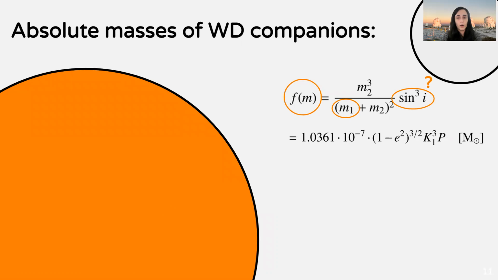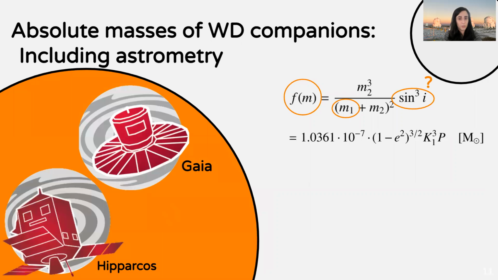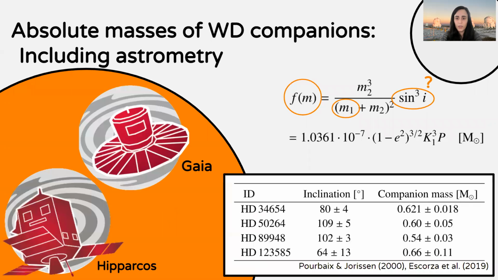That's why we are now invoking astrometry. What we are doing at the minute is combining the orbital information that we have, that I just showed you, with Gaia and Hipparcos astrometry in order to get information about the inclinations and information then about the white dwarf. I show you here a table with a few objects for which we already did this, and you can see that the companion masses that we determine are meaningful and also quite accurate.